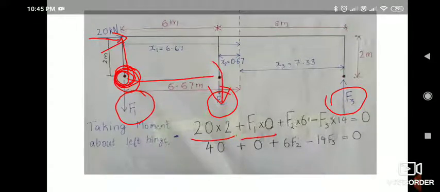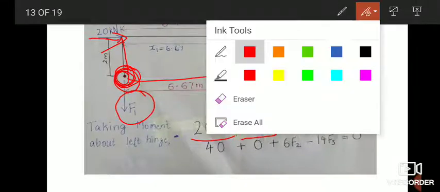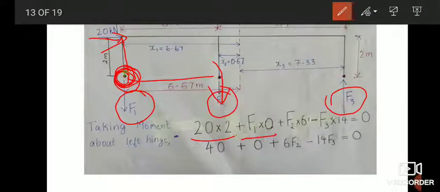If you take moment about this point, f2 into this distance, again clockwise, so plus f2 into 6, minus f3, which is acting upward, into the total distance, which is 14. So f3 into 14 is equal to 0. So 40 plus 0 plus 6 f2 minus 14 f3 is equal to 0.